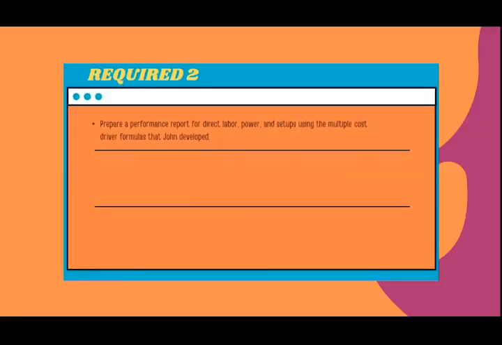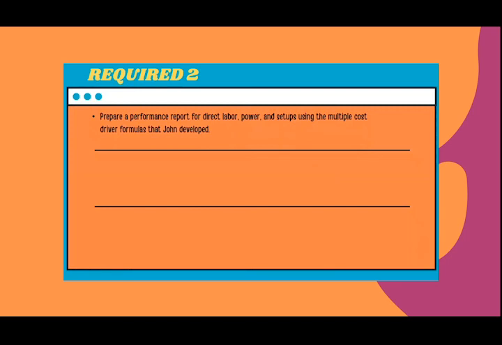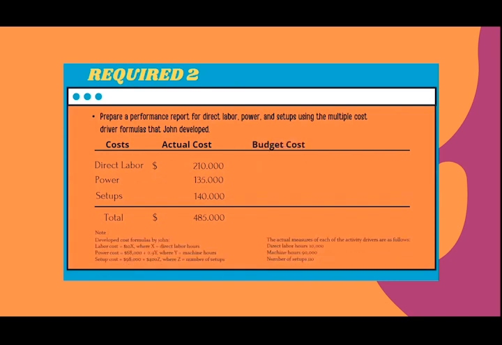Requirement number 2. Prepare a performance report for direct labor, power, and setups using the multiple cost driver formulas that John developed. The actual cost of direct labor is $210,000. The actual cost of power is $135,000. Then the actual cost of setups is $140,000. So the total actual cost is $485,000.